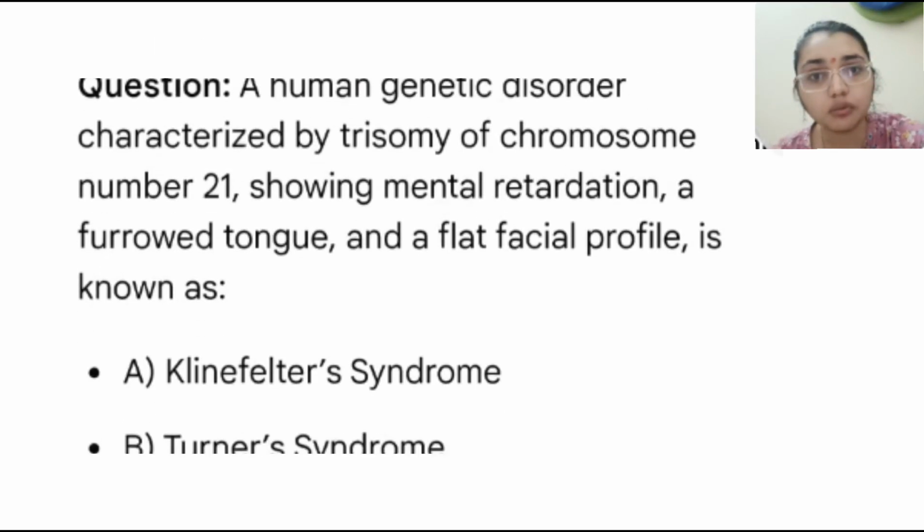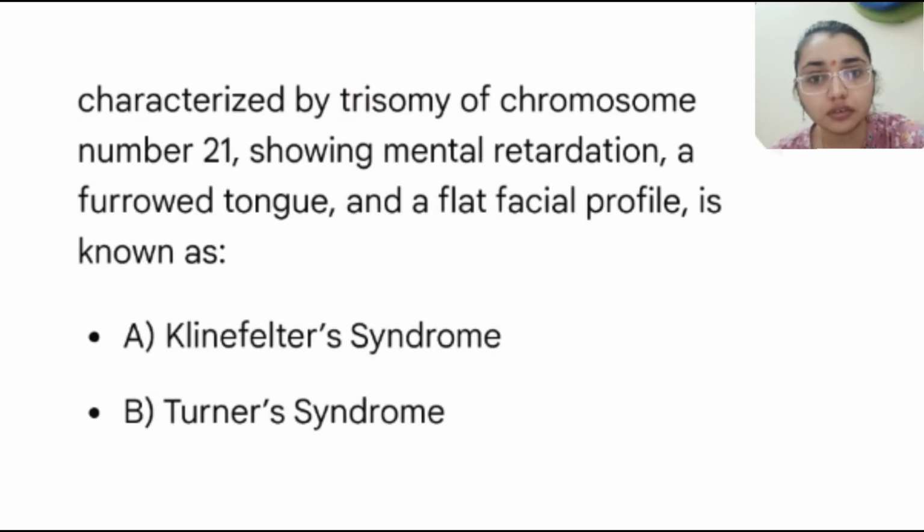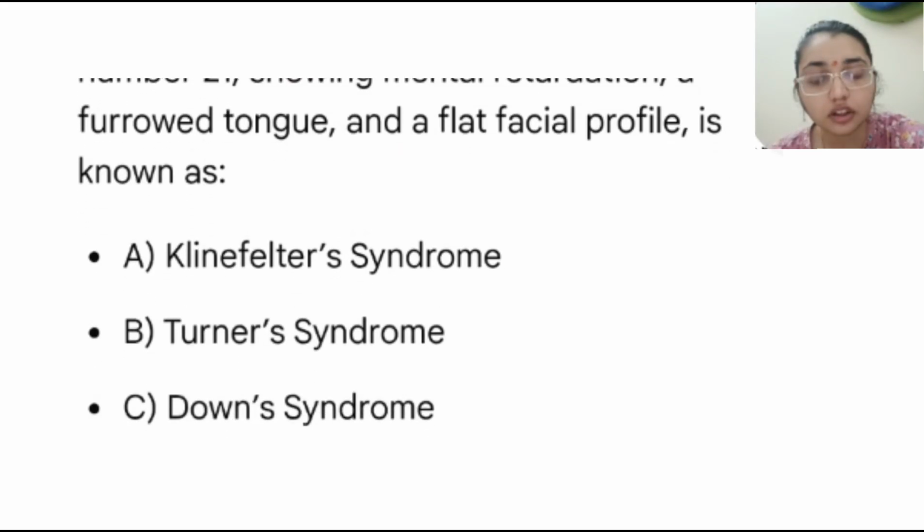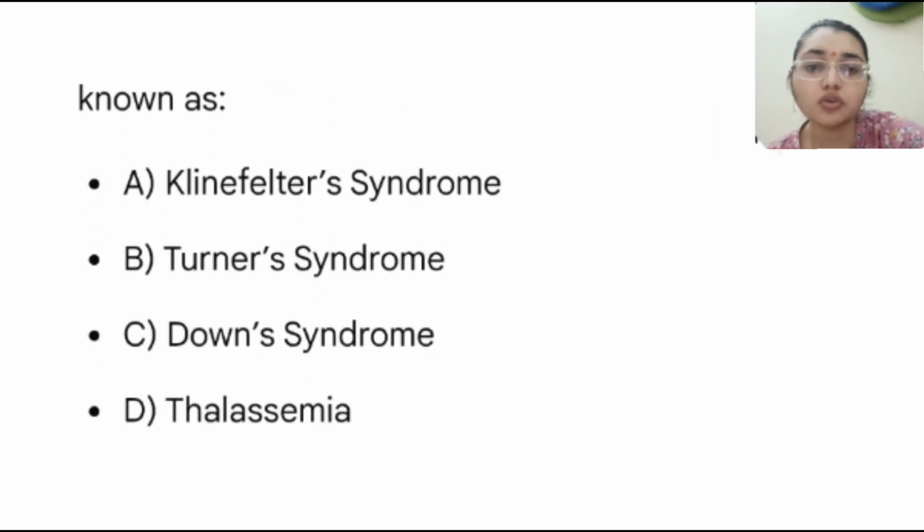Then chromosome number 21, that is your Down syndrome. Down syndrome is an autosomal genetic abnormality caused by the non-disjunction of chromosome 21 that results in trisomy 47. It affects development physically and mentally, with a broad, flat face and a distinct furrowed tongue.